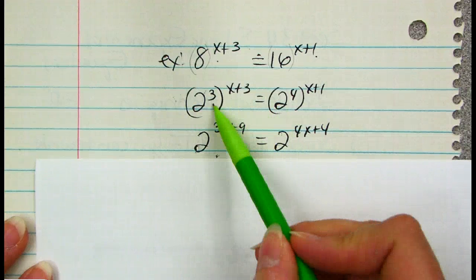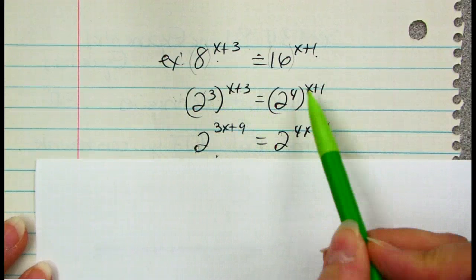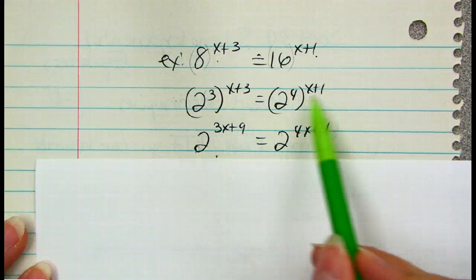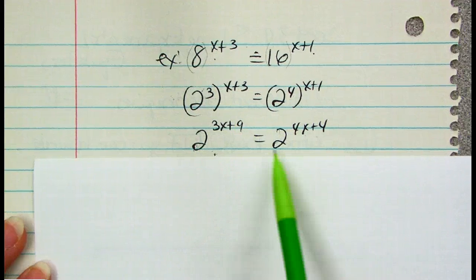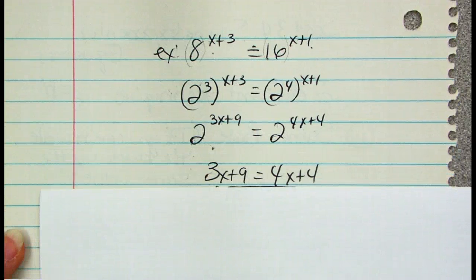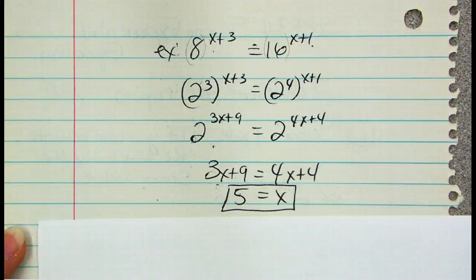Next, a power raised to a power, I must multiply these. Not 3 times x, but 3 times x plus 3. 4 times x plus 1. So that's 3x plus 9. That's 4x plus 4. Now I'm ready. The bases are the same, these are equal, so therefore the exponents must be equal. So I'm going to set the exponents equal to one another, and then solve for x. Again, I subtract 3x and I subtract 4, x equals 5. I am done with the first technique called same base.